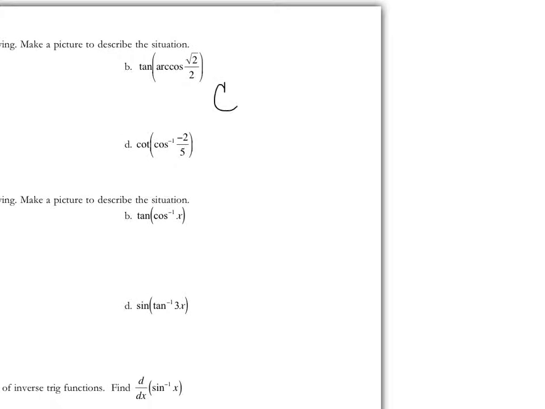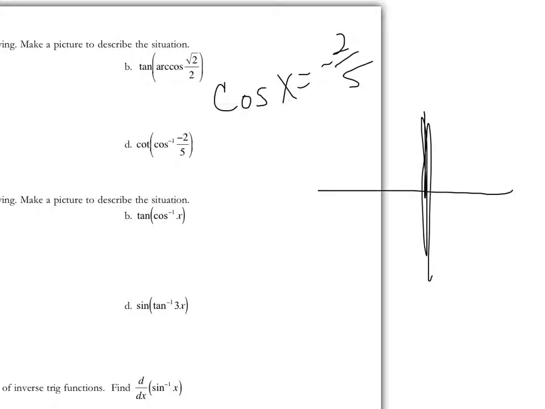Okay, so for this one, where's the cosine equal to -2/5? Well, if we think about the range of the arc cosine function, because that's what we're dealing with, the arc cosine has output range from 0 to pi. So we're going to be talking about it over here in quadrant 2.